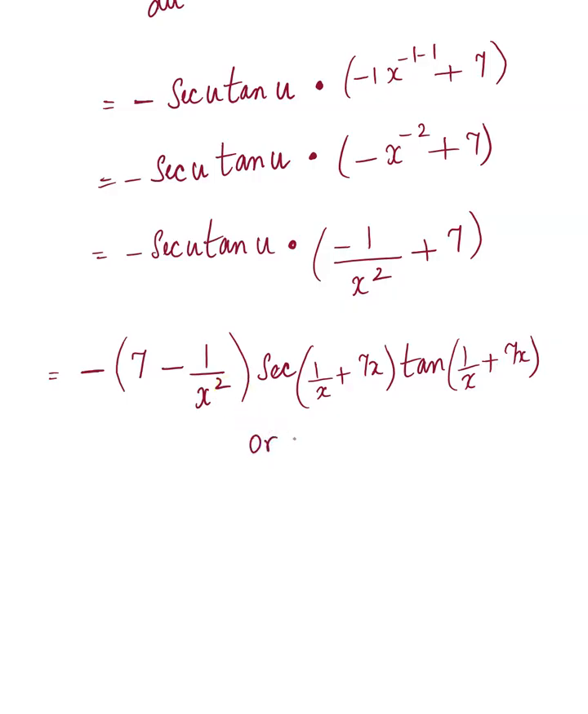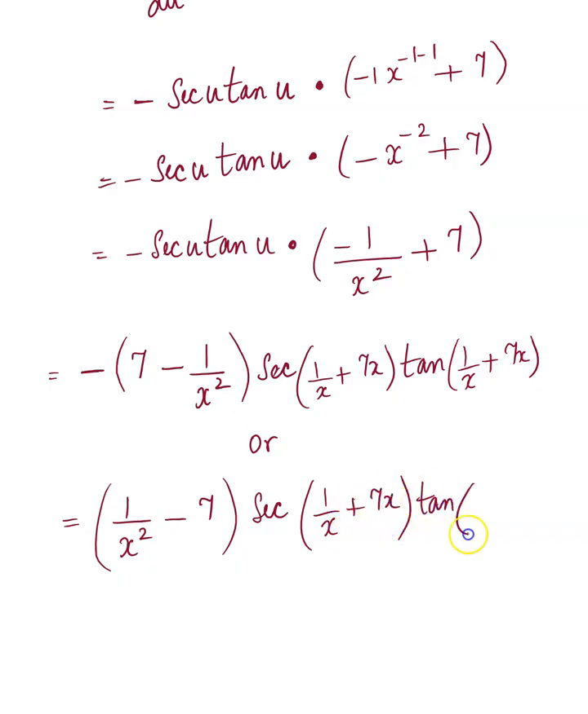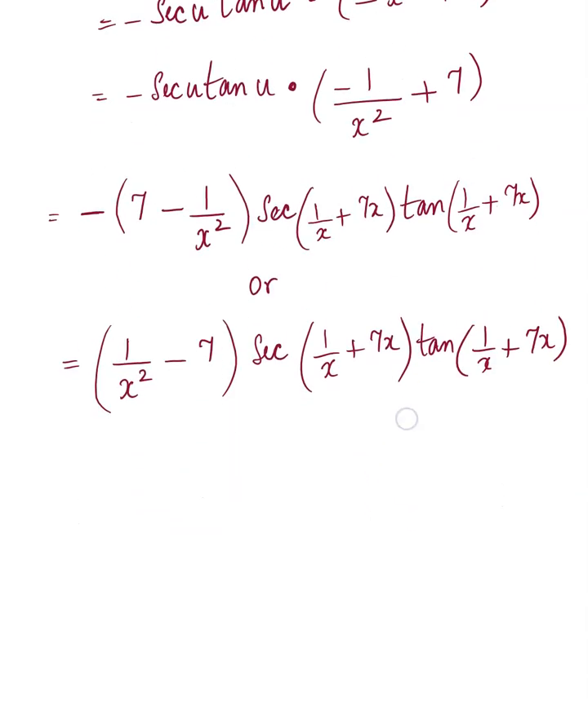The only other way to simplify this would be to absorb the minus, in which case it would be 1 over x squared minus 7, and then secant of 1 over x plus 7x, tan of 1 over x plus 7x. So these are the two variations I can think of for this problem. Without going too deep into simplifying, because the purpose of simplifying is to make it crisper looking or for reducing purposes, right now combining them doesn't really make it look any crisper. So that's perfectly fine.